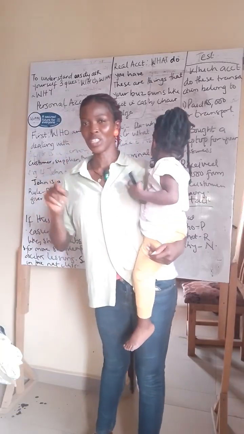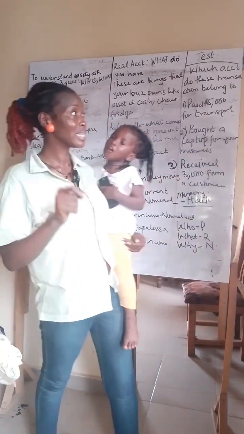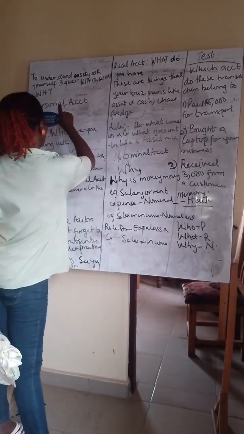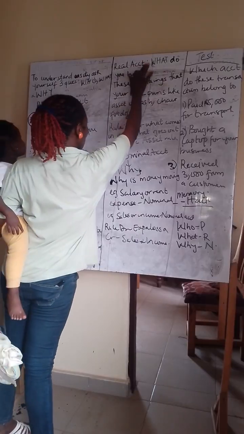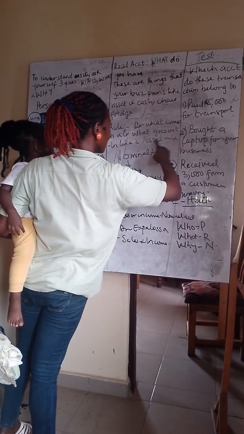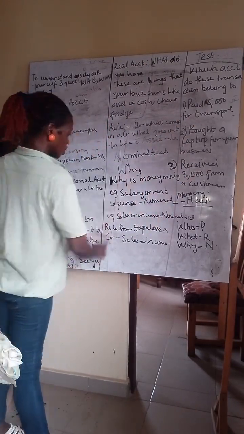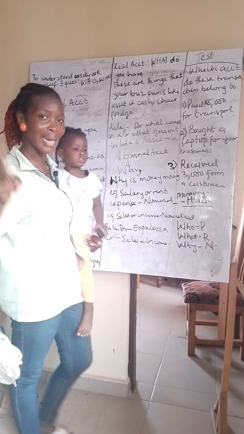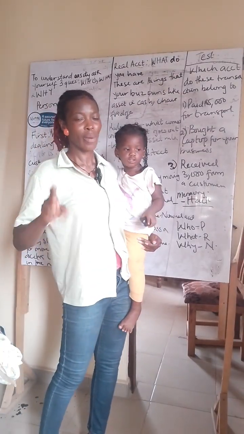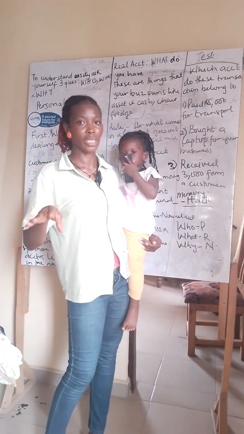Do you know that in this story we have just talked about the three types of accounts? Personal account, real account, and the last one, nominal accounts. These are the three types of accounts that we have basically in accounting.